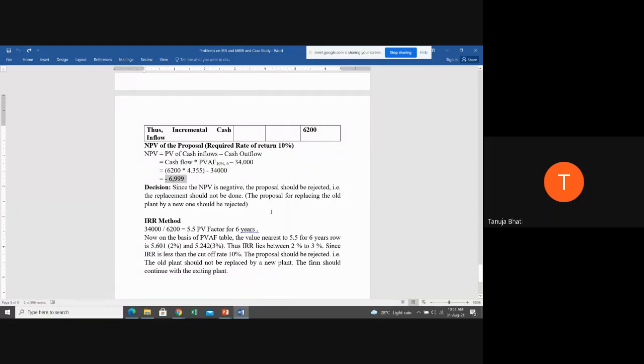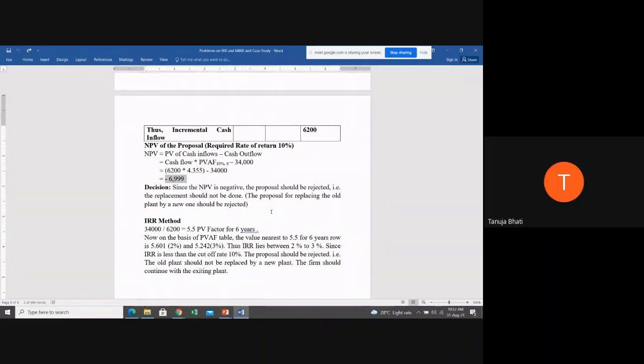So should this replacement be done or should it not be done? What is your answer? If you get the NPV as negative, should the replacement be done? Yes, students? Not done.